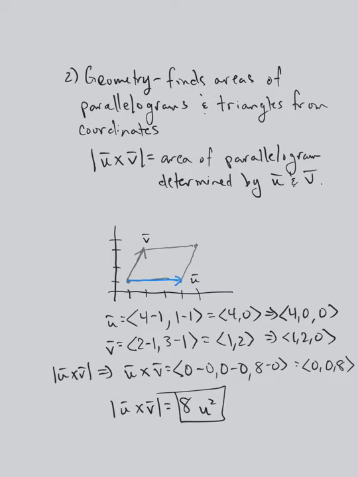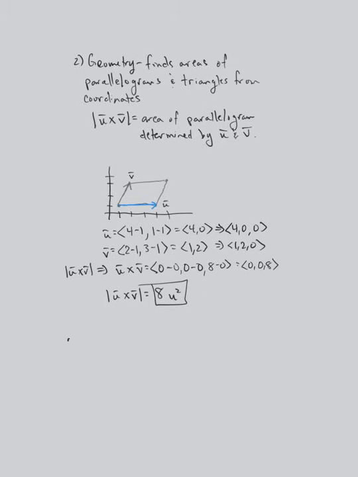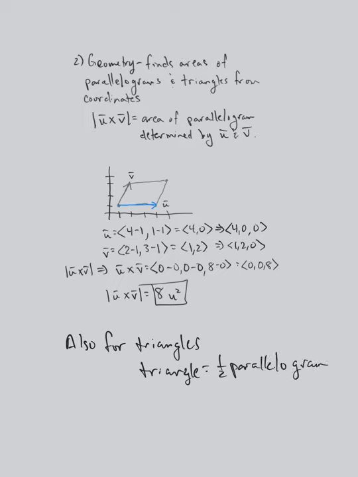Now, just because I'm running out of space, I'm not going to go through the whole thing. But this also does triangles. If you remember, a triangle is half a parallelogram. So same thing here. The area of a triangle determined by u and v, we've got to be a little bit careful, is going to be 1/2 the magnitude of u cross v, like that.